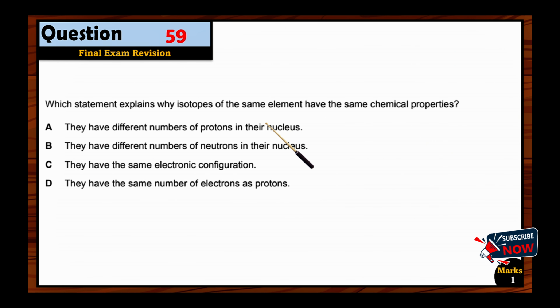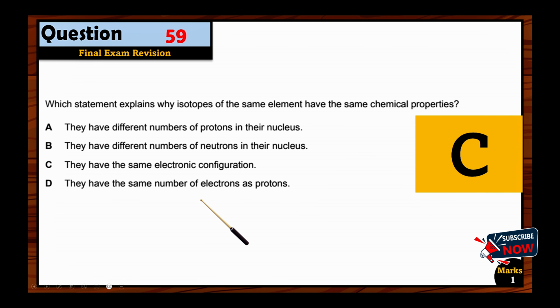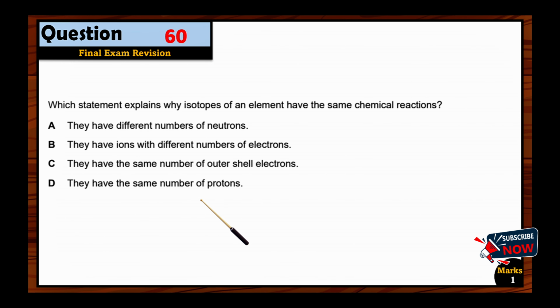Chemical properties are related to electrons. Again, see here: which statement explains why isotopes of the same element have the same chemical properties? They have the same number of electrons as protons. They have the same electronic configuration. They have different numbers of neutrons. Neutrons are not the ones responsible, and protons are not the ones responsible. They have the same number of electrons as protons, that is right, but the one actually deciding is that they have the same electronic configuration. Only the electrons decide the chemical properties, so option C is correct.